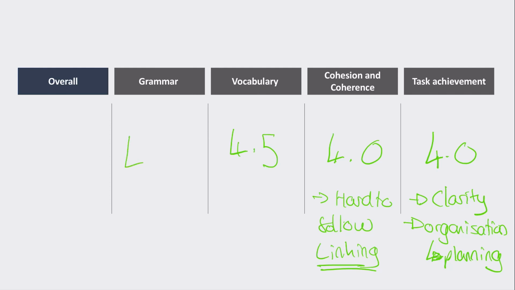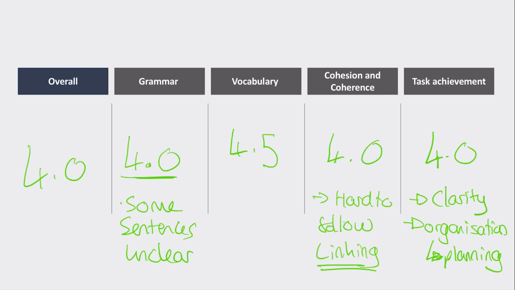And then grammar, I would have to put down as a 4.0 or maybe a little bit lower, because there were times where I couldn't understand what you had to say. Okay, so problems were that there were some sentences which I pointed out were unclear. Not all of them, just a couple where I couldn't quite guess what you were trying to say. Okay, so overall, I think this is coming out at a 4.0. But I don't want this candidate to worry too much about it because I feel like this is probably quite an early effort at an IELTS Task 1 essay, okay?